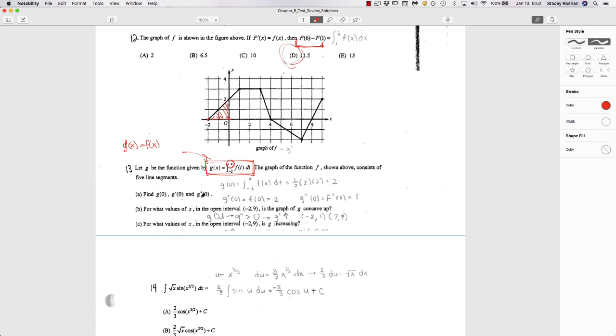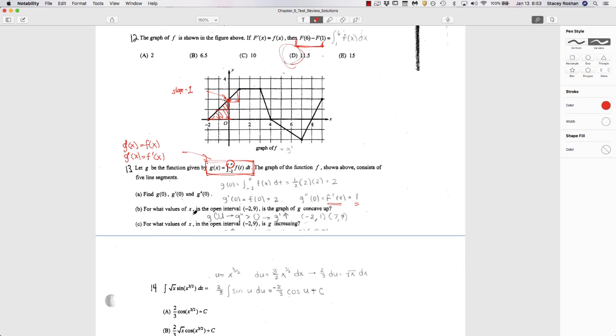Finally, they're asking us g double prime of 0, so just take one more derivative. G double prime of x is f prime of x. F prime of 0 is the slope at the point 0. So what is the slope at the point 0? The slope here, we're going down 1, left 1, down 1, left 1. So that slope is going to be a positive 1. And so that is the slope at the point 0 of the f curve.